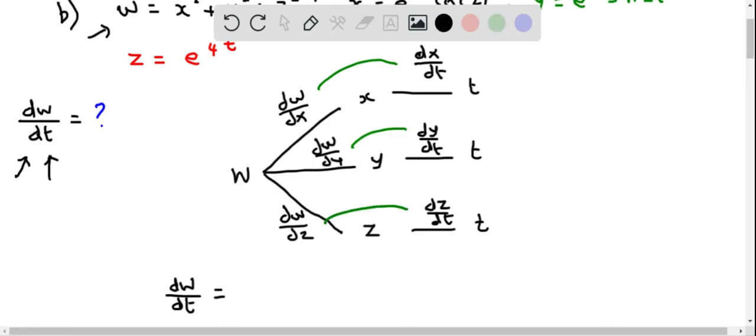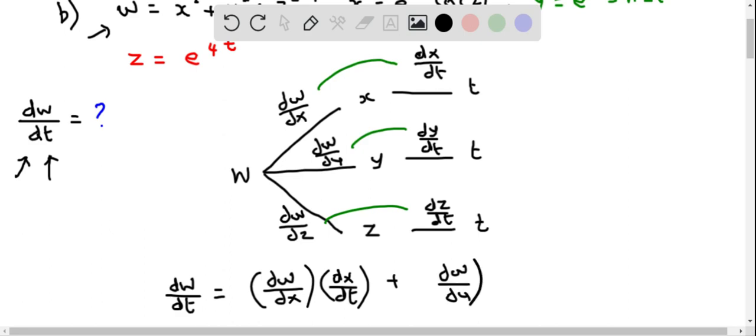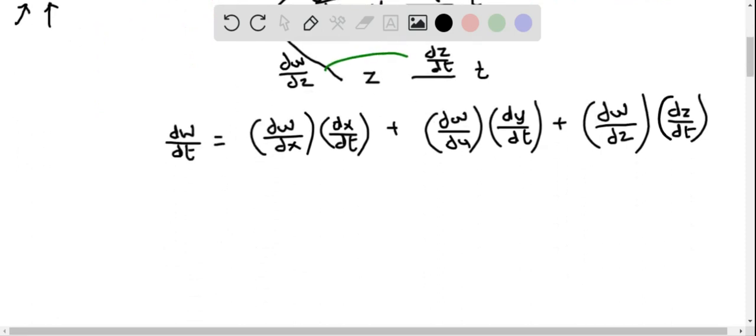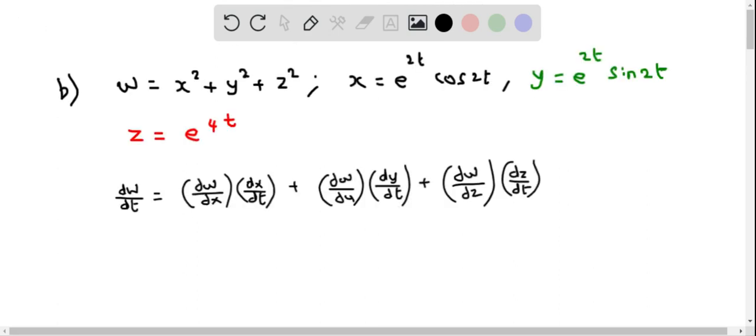So therefore we can write down the formula as the partial derivative of w with respect to x times dx by dt, that is the derivative of x with respect to t, plus the partial derivative of w with respect to y times dy by dt, plus the partial derivative of w with respect to z times dz by dt, that is the derivative of z with respect to t. So this is the formula which we are going to utilize to find dw by dt. Okay, so first we will find the partial derivative of w with respect to x as well as y and z. So first I'm going to find the partial derivative of w with respect to x.